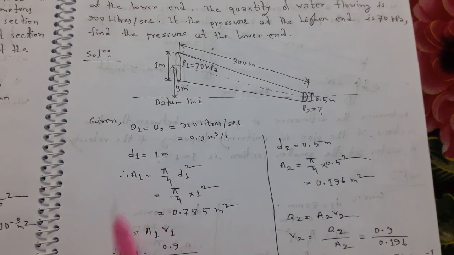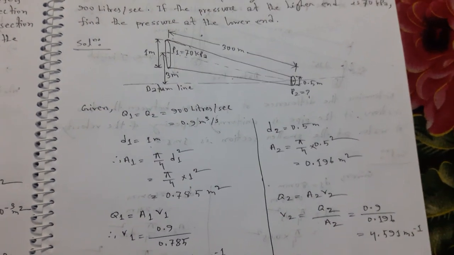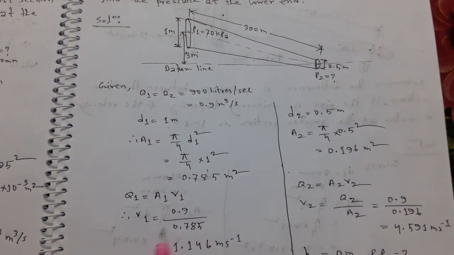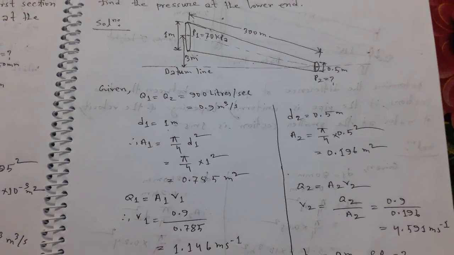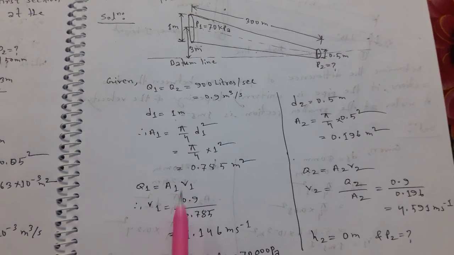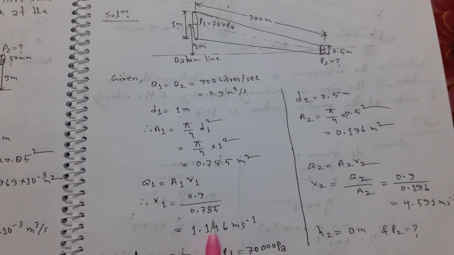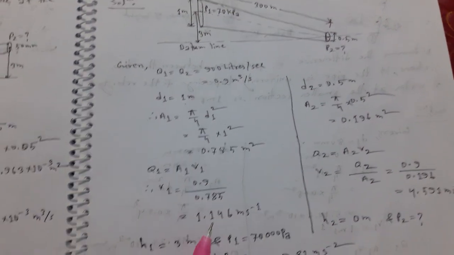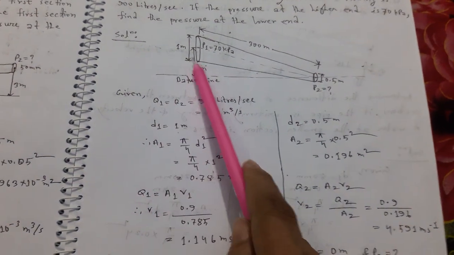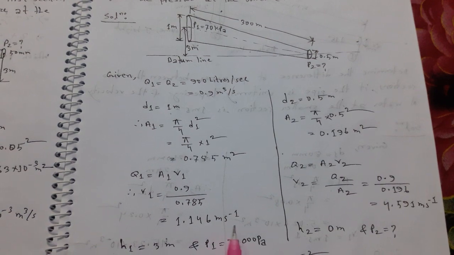We know discharge Q is equal to A V. Then V1 is equal to Q by A1. The value of Q is 0.9 and A1 is 0.785. Then the velocity at the higher end section, V1, is 1.146 meter per second.